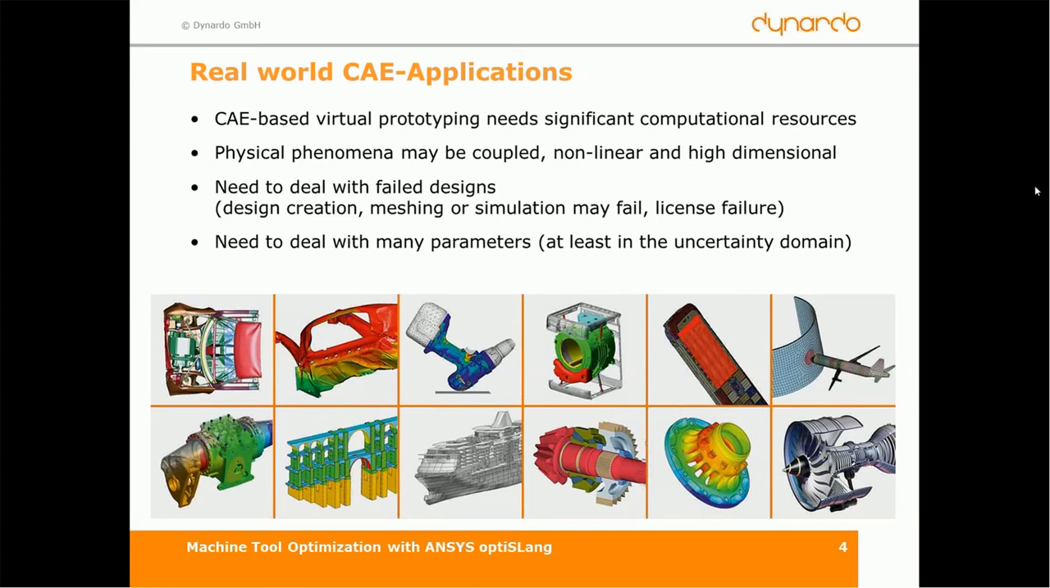And we also have to deal with so-called failed designs, meaning that some of the designs may not be successful in the creation process. Meshing may fail, the geometry tools may fail, and even the simulation itself. In some cases, we may have license failures, which is a typical situation in real applications. So the algorithms have to deal with all of these requirements. We have to take care of many input parameters, and we also have to take care that the simulation model may contain some distortion due to numerical errors, so-called numerical noise.